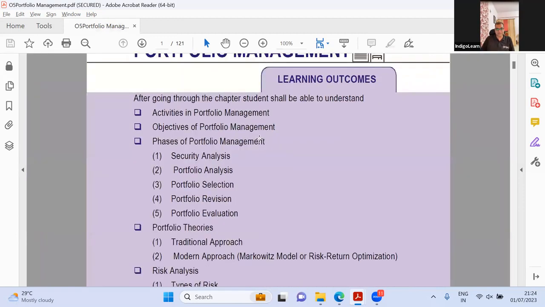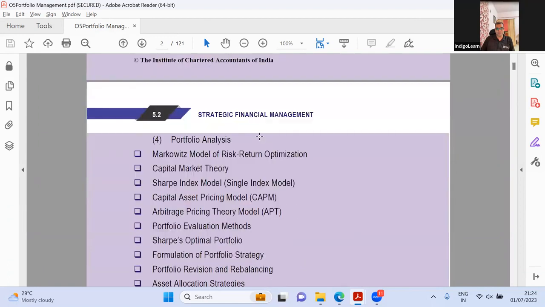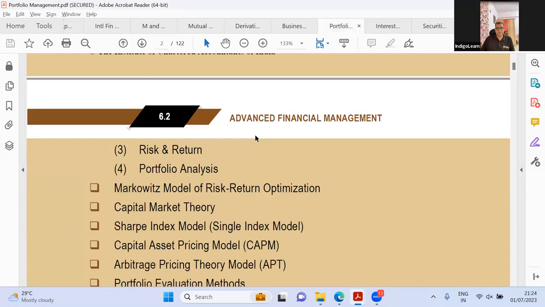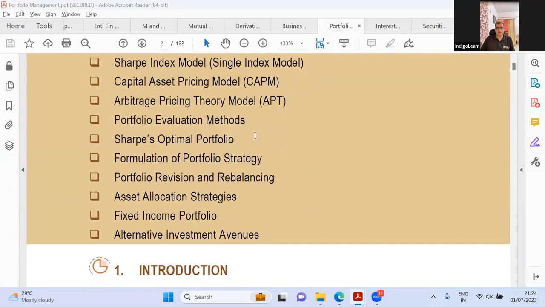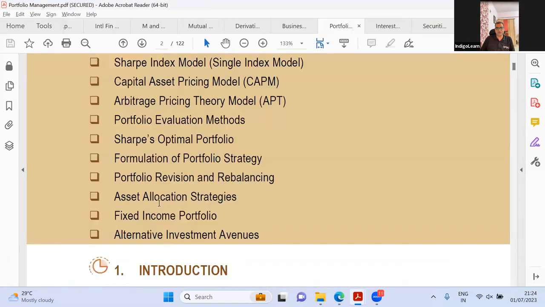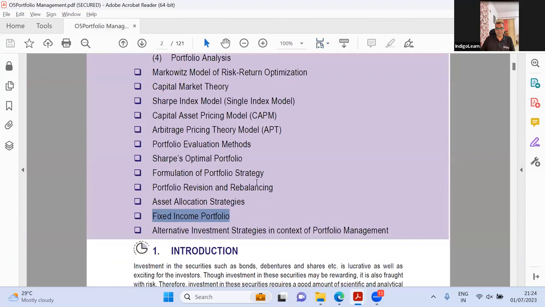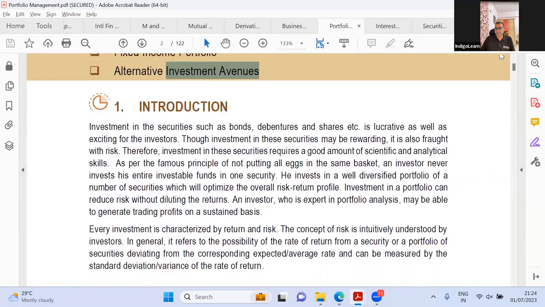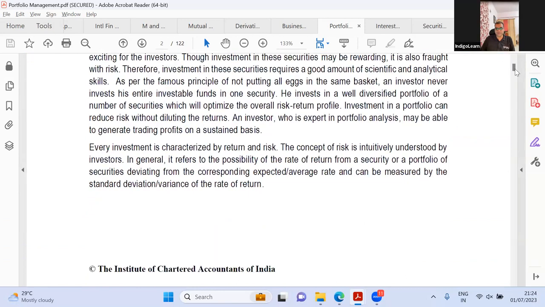Activities in portfolio management, types of risk and return, portfolio theory, alternative investment strategies. And hang on, there's absolutely no change. Last one is fixed income and alternative investment strategies. That's all. Fixed income and alternative investment avenues. They've just changed the name. I don't think there's anything that they've changed here. Absolutely the same.